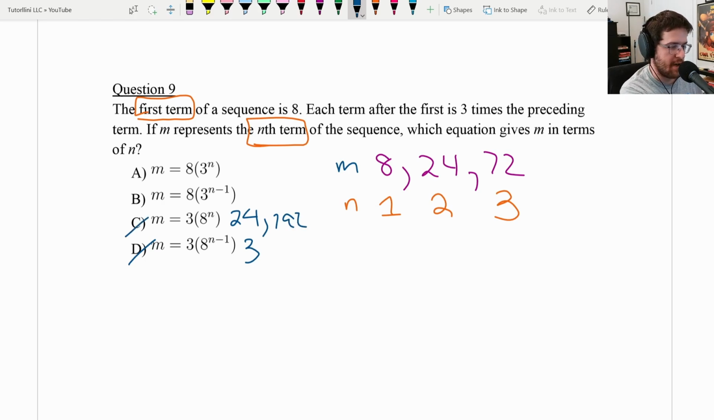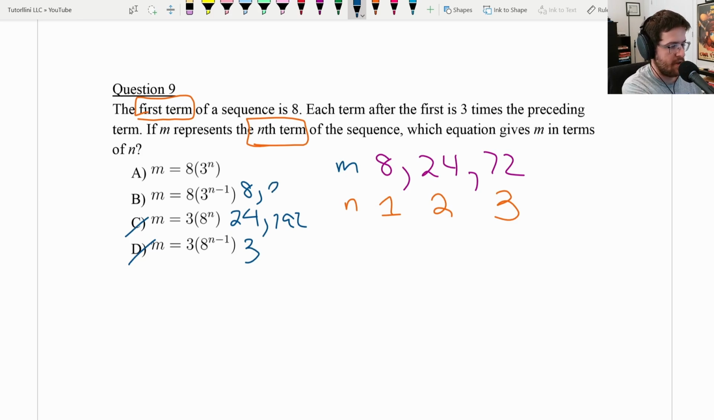Okay, so if I plug in 1, I get 3 to the 1 minus 1. That is 3 to the 0, which is 1. 8 times 1 is 8. Okay. And then if you plug in, you can just do this on your calculator. You don't have to follow my mental math. 8 times 3 to the 2 minus 1.